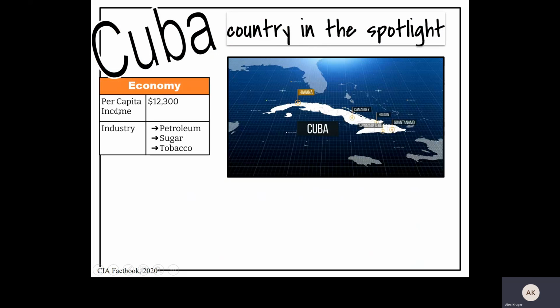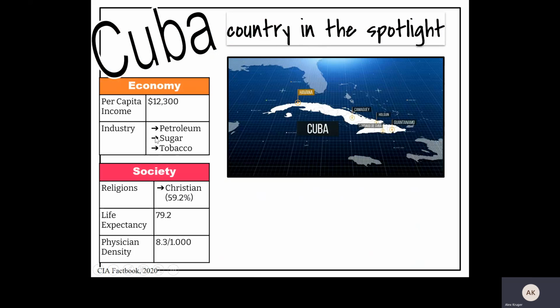On average, the per capita income of a Cuban is $12,300 a year, so that would be considered poverty in this country. They have a gas industry. They do a lot of refining oil into gas, and sugar and tobacco are big cash crops, still and traditionally, but not as big as they used to be. 60% of people identify as Catholic in Cuba. There's a new growth of Presbyterianism inside of Cuba, I think.